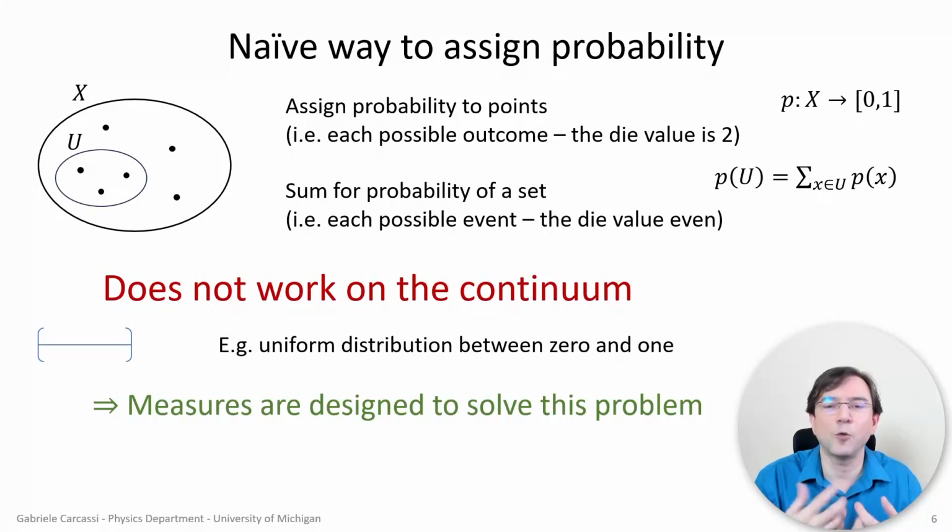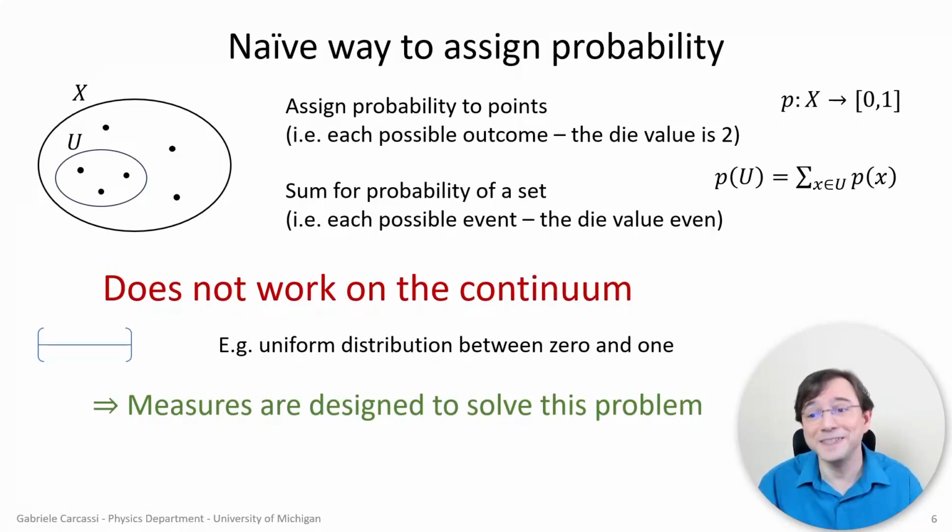And so if I want to know the probability that the die is even, I just sum the probabilities of all the cases in the set. So it's 1/6 plus 1/6 plus 1/6, which makes a half. And this is the general idea, the naive way that people think about probability.